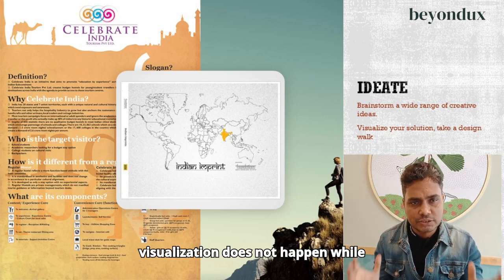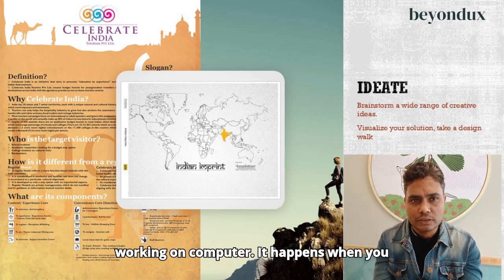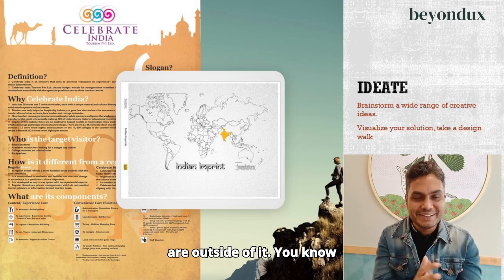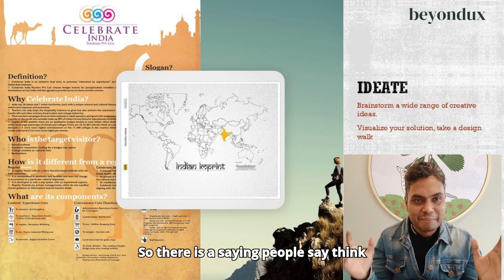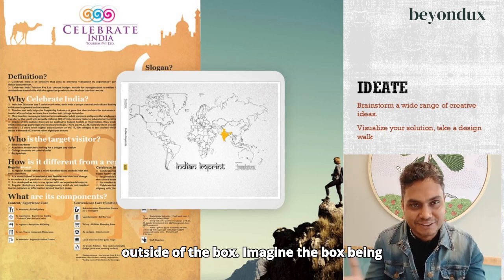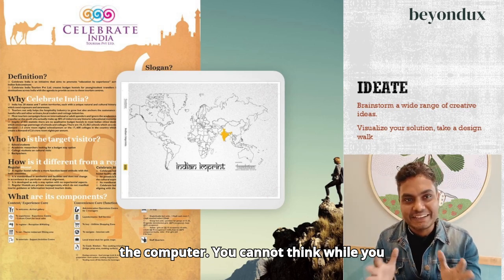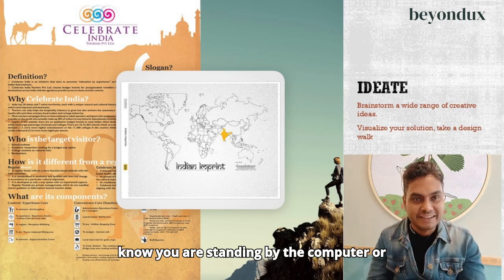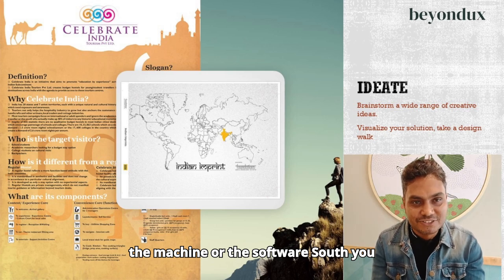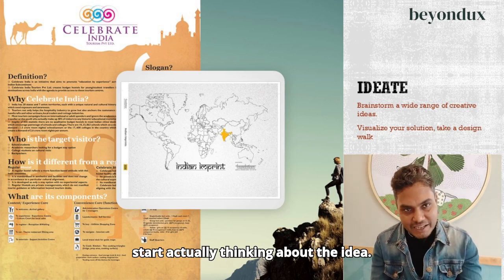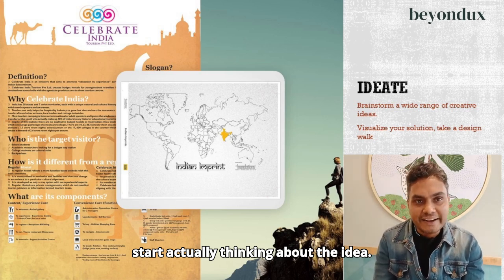The visualization does not happen while working on the computer. It happens when you're outside of it. So there is a saying, people say, think outside of the box. Imagine the box being the computer. You cannot think while you're stranded by the computer or the machine or the software. So when you go outside of that zone, you start actually thinking about the idea.